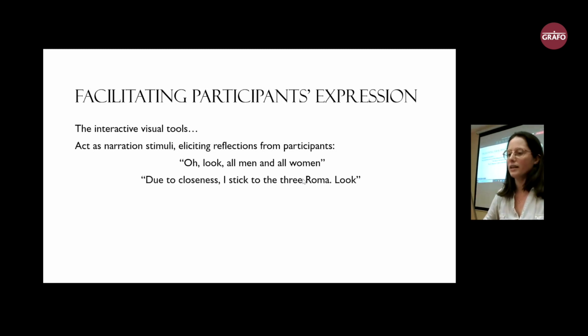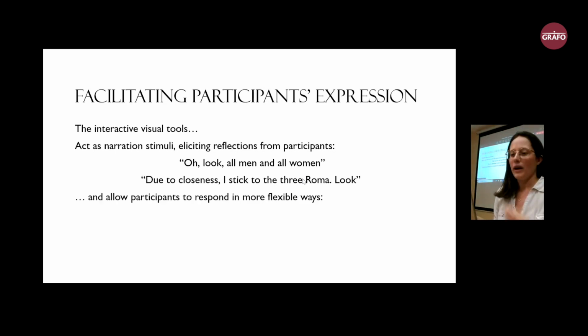And then the second one was a Roma activist. She did something similar, but with ethnicity. She placed all the Roma alters on the similar side and the non-Roma alters on the different side. And she said, due to closeness, I stick to the three Roma. Here I wanted to mention that by that, she didn't mean closeness in the sense of emotional closeness, but physical closeness, because if you remember, there's the little figure that represents ego, the participant, and all the three Roma people were close to her, right?